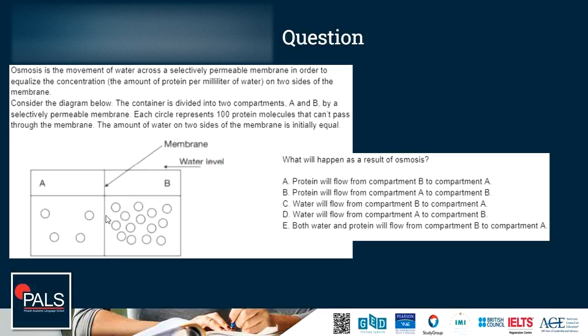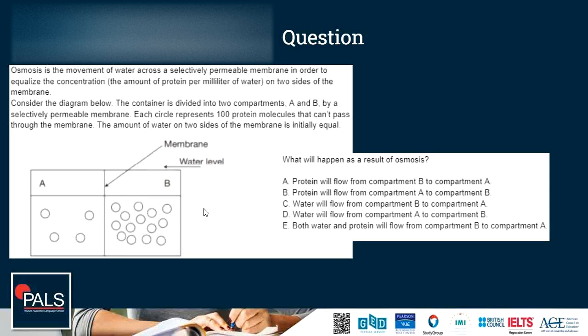So we have the same amount of water on both sides, but a higher concentration of protein on the right, a lower concentration of protein on the left. Now, one circle represents 100 protein molecules. So we have quite a bit more on the right compared to the left. And again, what will happen? Osmosis is the movement of water across a selectively permeable membrane. So in the middle we have the membrane. Water can move across, proteins cannot, to equalize the concentration of solutes on two sides of the membrane. So the water wants to make the concentrations of proteins equal.